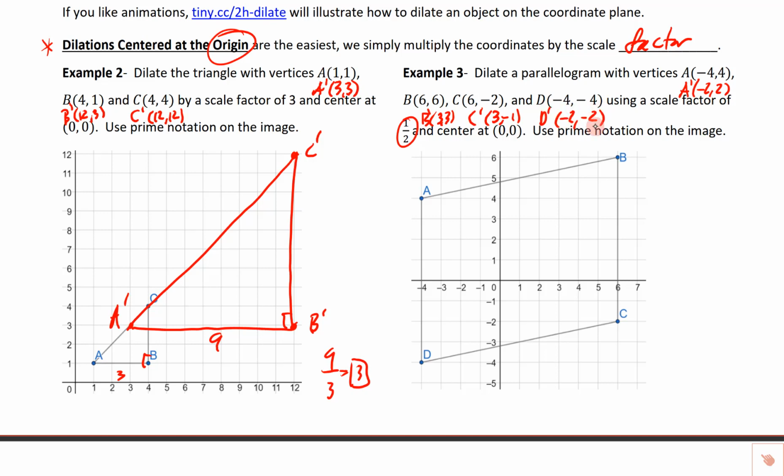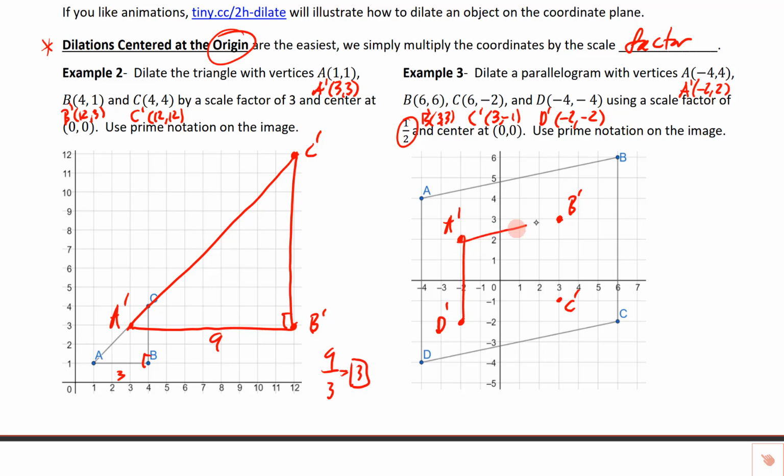And let's graph these and see if it looks like this has been shrunk by a factor of, sorry, factor of 1/2. All the horizontal and vertical measurements should be half the size of what they used to be. So A prime would be negative 2, 2. So there's A prime. B prime would be 3, 3. Looks okay there, B prime. C prime would be 3, negative 1. Looks good there. And D prime would be negative 2, negative 2, so D prime.